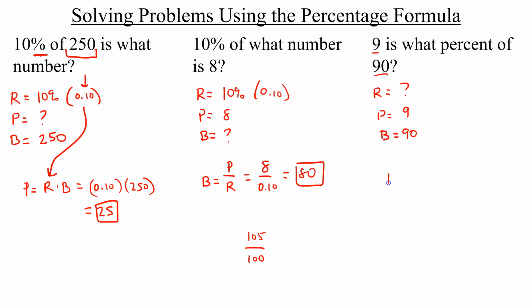Alright, so if we're solving for the rate, our equation is portion over base, which would be 9 over 90. And that works out to 0.1. However, you don't want to report this as your answer because this is the rate or percentage in decimal form. And when you're reporting your answers with percentages, you want to actually report it in percentage form. So it would be 10%.